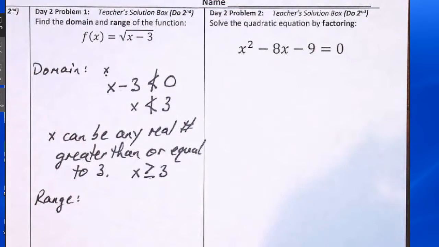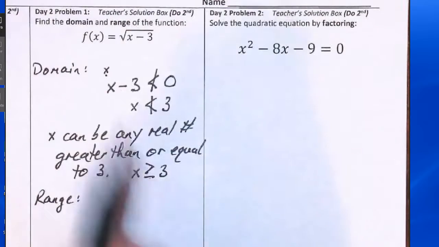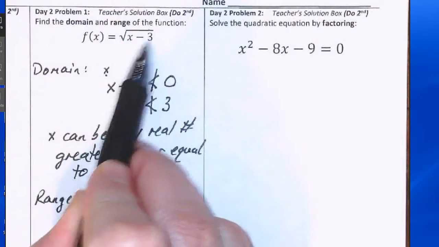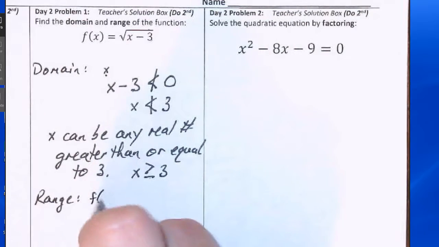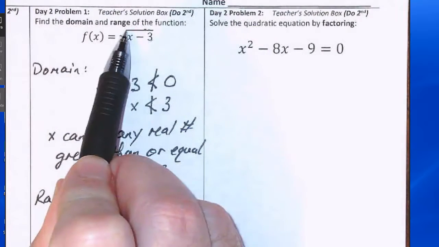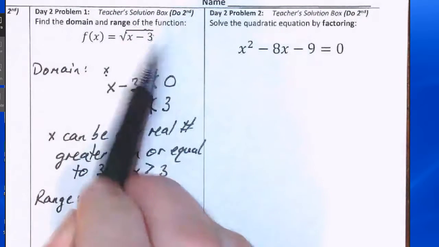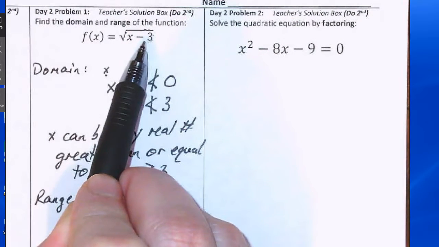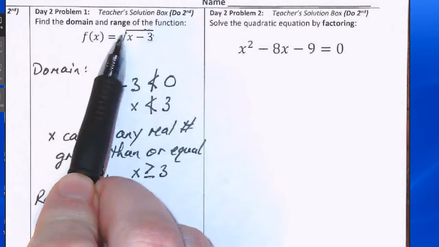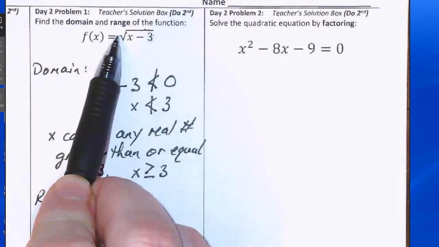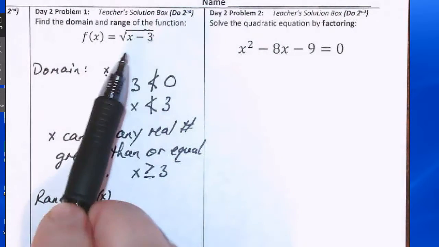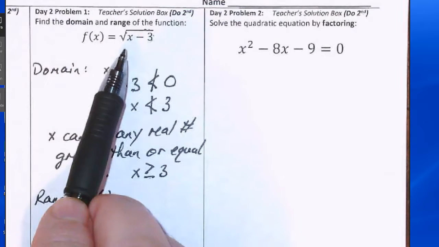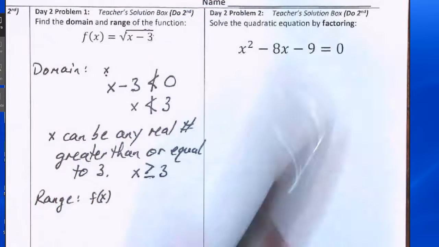The range is the list of all values that can be generated using this formula for function f of x. It's the f of x values. Let's think about the square root of x minus 3. What kind of numbers can this output? A principal square root like this one that doesn't have the negative in front, meaning you're taking a negative square root, can only output 0 or positive numbers.